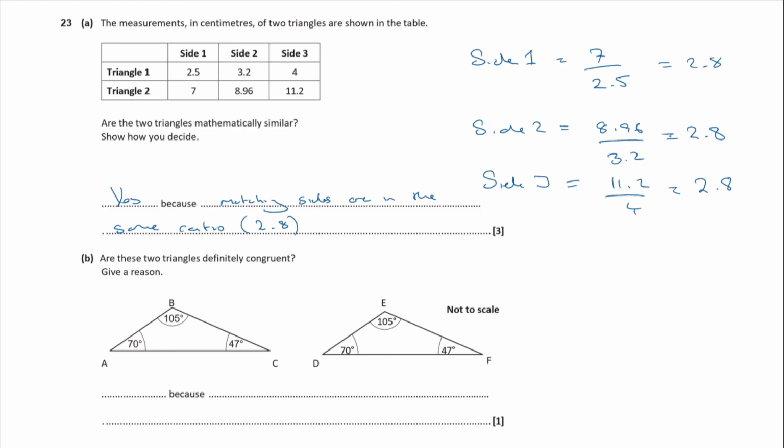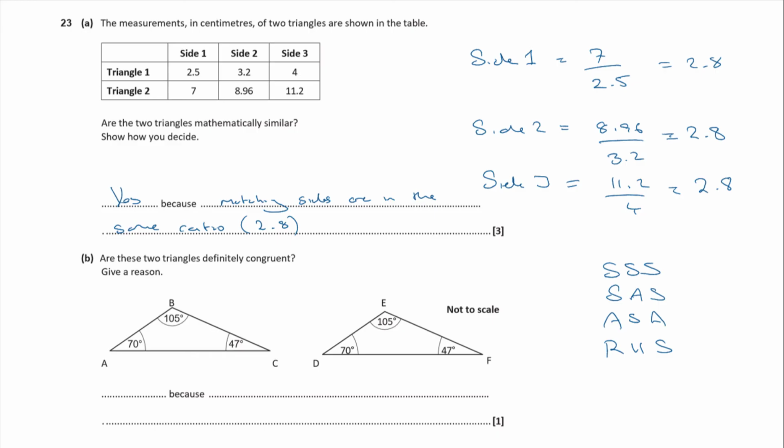Okay. And then part B says, are these two triangles definitely congruent? Give your reason. So we've got 4 rules altogether for congruency in triangles. There's side, side, side, side, angle, side, angle, and RHS, right angle, hypotenuse, side. Okay? So if we can show that 3 sides are the same, or 2 sides and an angle are the same, or 2 angles and a side are the same, or it's got a right angle in it, the hypotenuse match, and one other side match, then we know we've got congruent triangles.